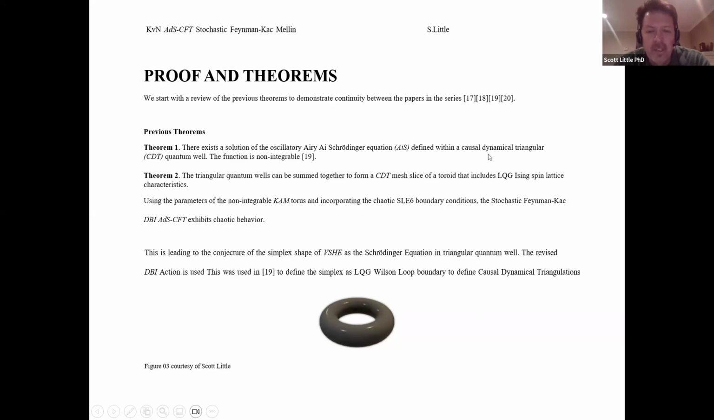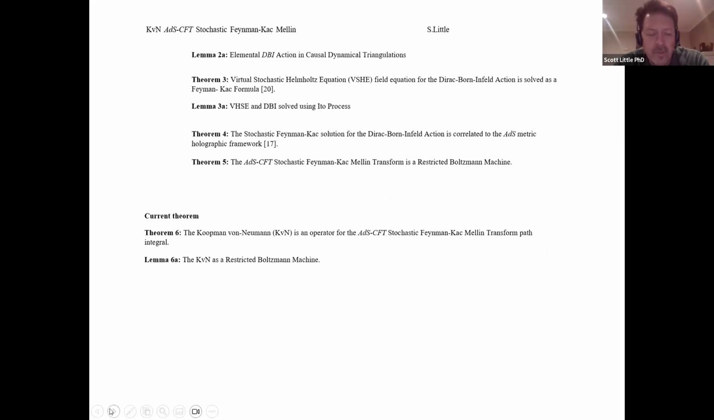I won't go into any detail, but you can take a look at what these are saying. It's really saying that we're doing the Schrodinger equation within a certain shape that's a knot, and we're containing the quantum field with that, and that forms what they call a KAM torus, which is a chaotic torus. I can go into more detail. And then similar theorems and lemmas based off of that, and this Feynman-Kac and the Dirac-Born-Infeld action.